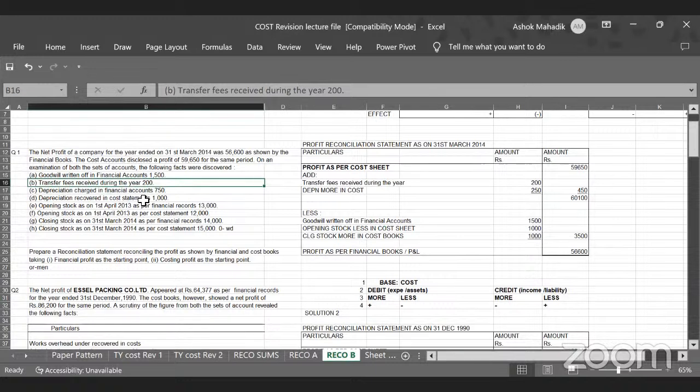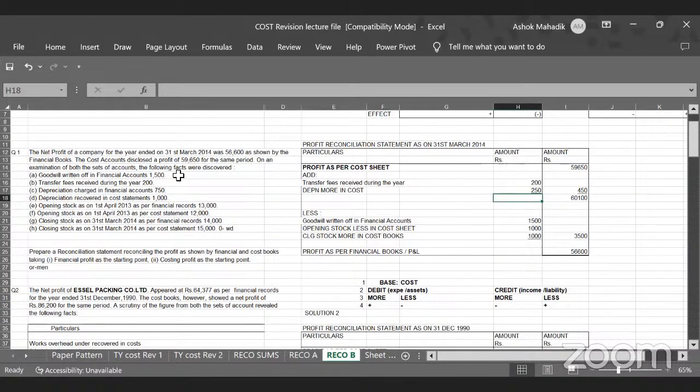Go to third one, depreciation. Here both the figures, as per cost and as per financial, are given. Okay. Now, step one is base, already done. Now tell me debit or credit. Depreciation is an expense, so debit item. Now third step, in cost sheet, whether it is more or less. So compare both the figures of depreciation. In financial it is 750, in cost it is 1,000. So it's more in cost. Below more, what is written? Add. So go to add. Depreciation in cost is more. So write 250 in add.